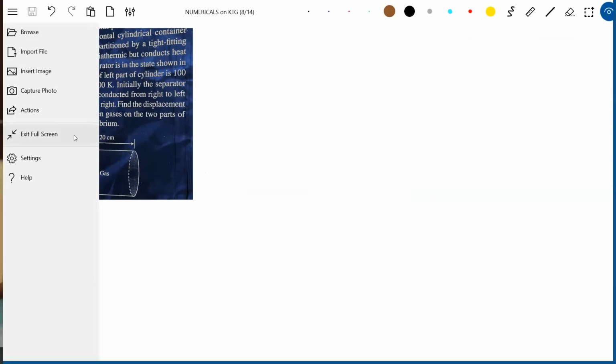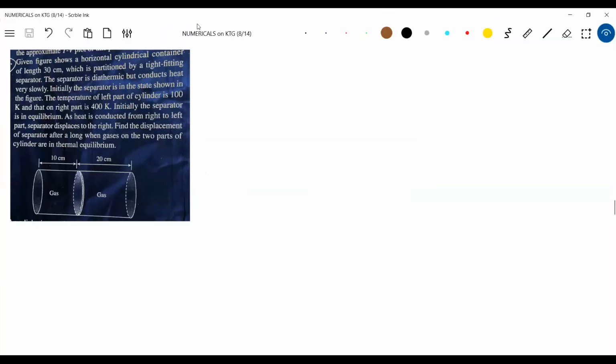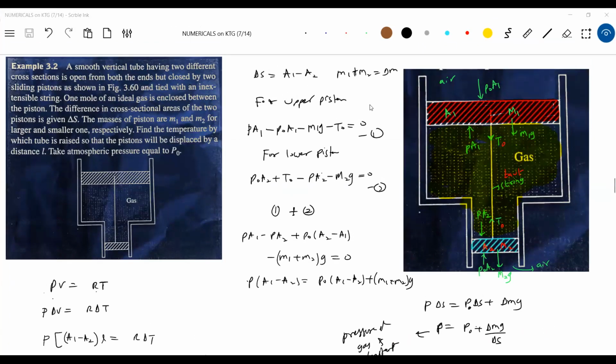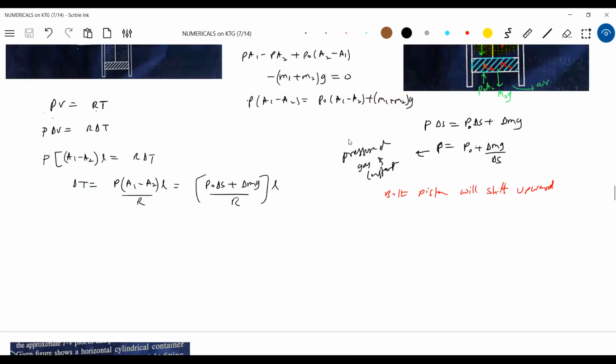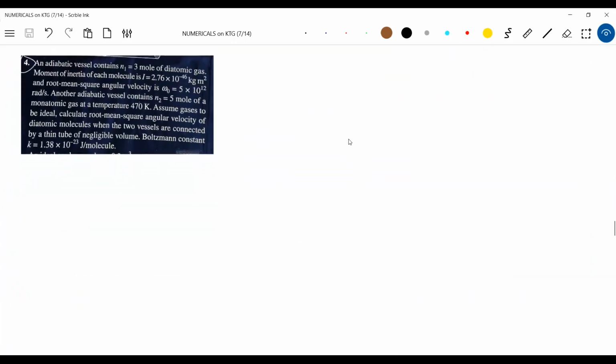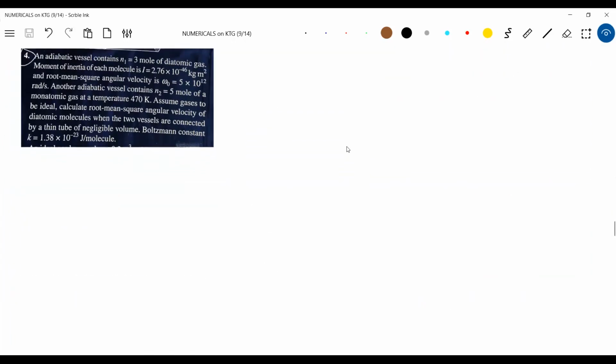Let me see somebody's chat. Why A1 minus A2? There is no data given. There's data given: delta S equal to A1 minus A2. The difference in cross-sectional area of two pistons is given as delta S. Okay, read this question.